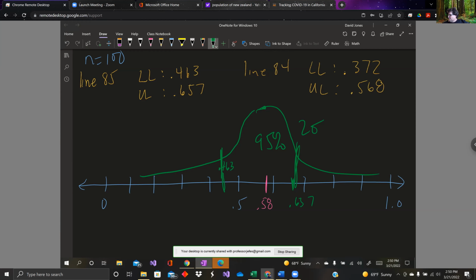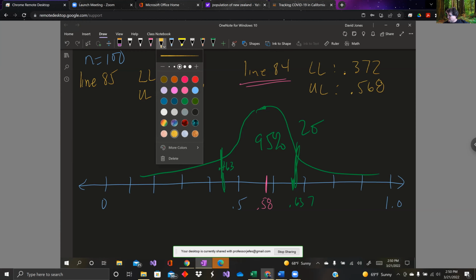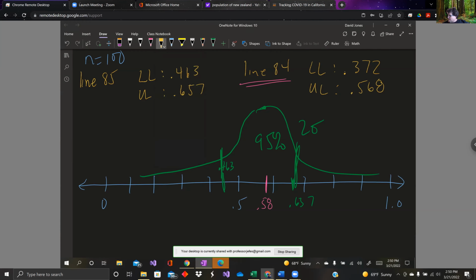And then if I come over and I do the other one, line 84, I'll do in pink. Oh, maybe not do pink. Let's do yellow, because pink is the target number on the 9th line. So we're gonna do yellow for this one. 0.463, or I'm sorry, 0.372. This is 0.372 over here, and 0.568 is right here.